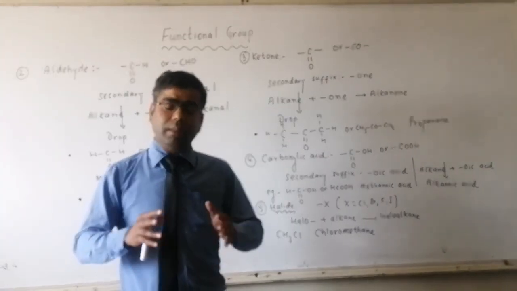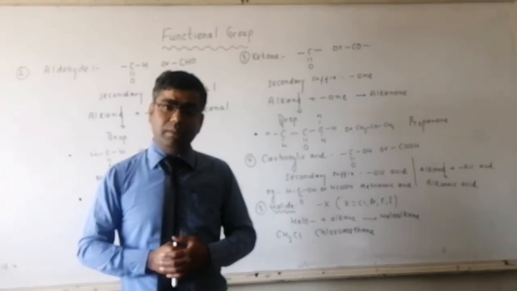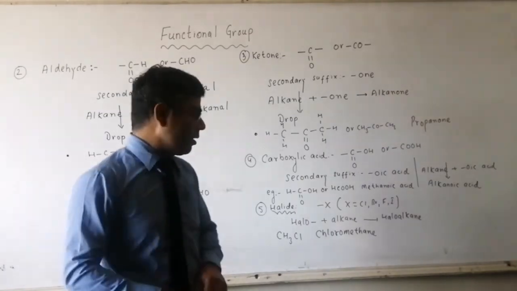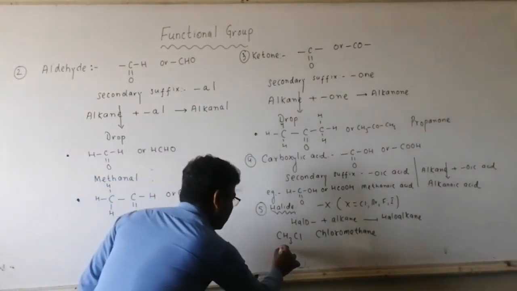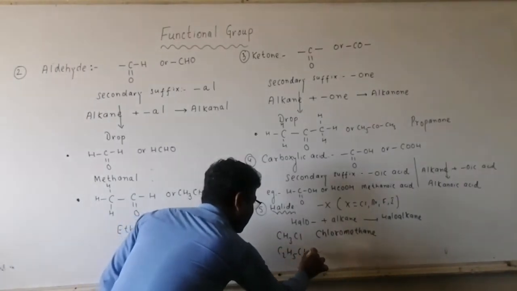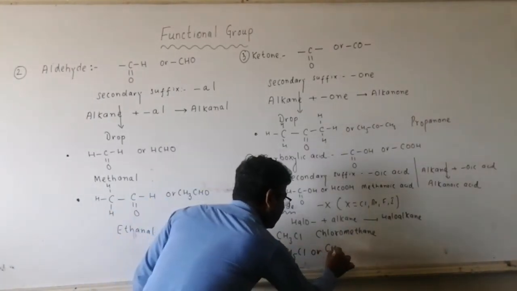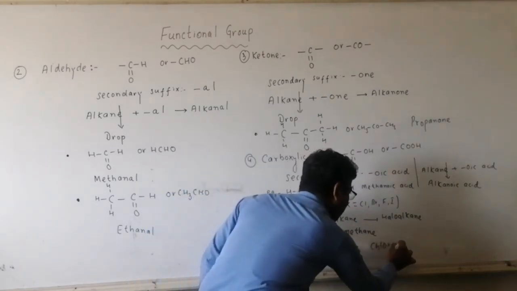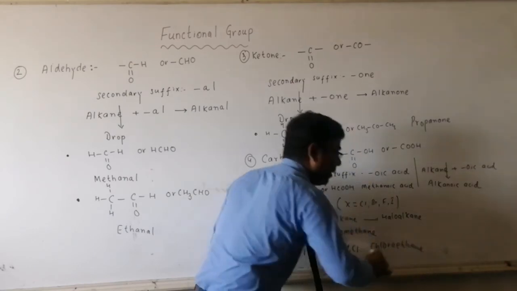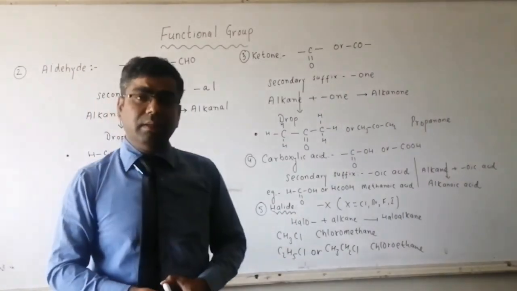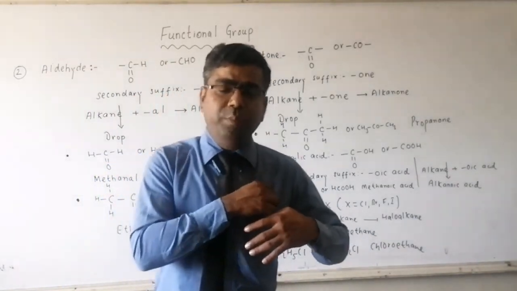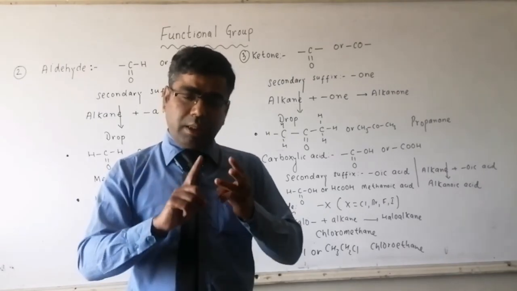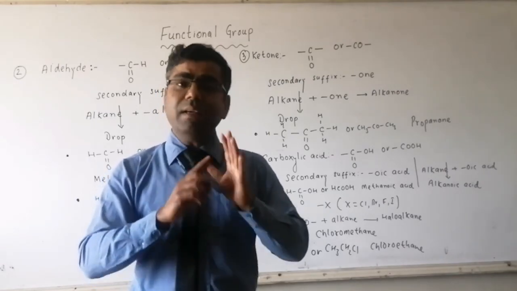In the same manner, we can go for the higher members. What we have to do? We have to increase the number of carbon atoms. So if we increase the number of carbon atoms, then it becomes C2H5Cl, or it can be written as CH3CH2Cl, which is named as chloroethane. In this manner, we perform the IUPAC nomenclature for alcohol, aldehyde, ketone, carboxylic acid and halides.